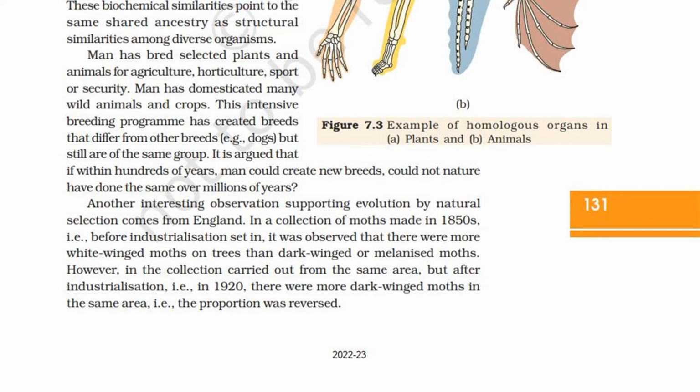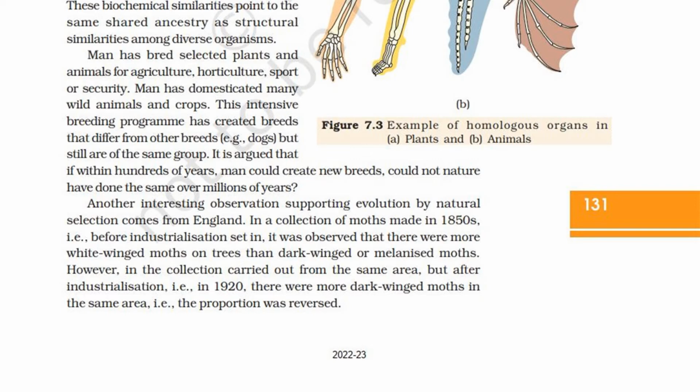This intensive breeding program has created breeds that differ from other breeds, for example dogs, but still are of the same group. It is argued that if within hundreds of years man could create new breeds, could not nature have done the same over millions of years? Another interesting observation supporting evolution by natural selection comes from England.